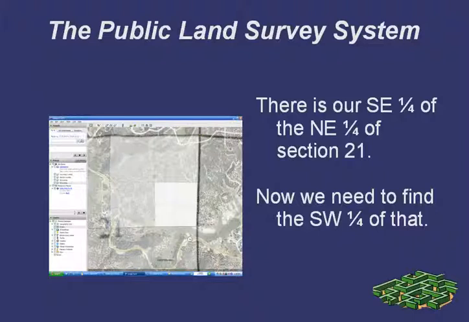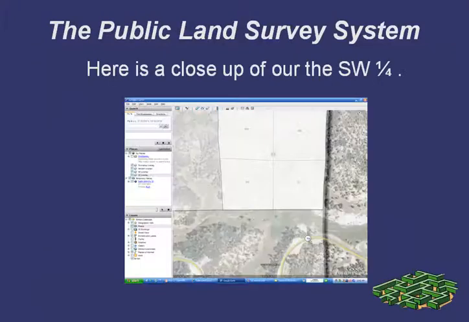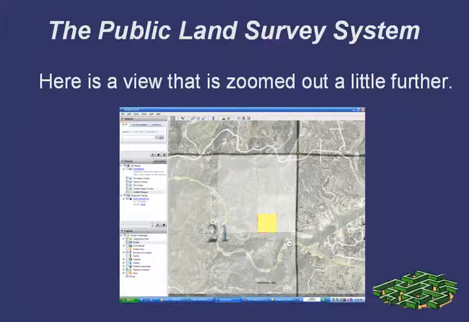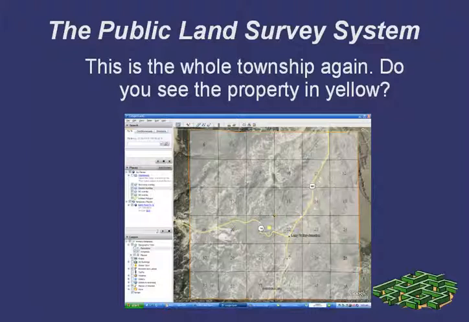Now we need to find the southwest quarter of that. Here's a close-up of our southwest quarter. Here's a view that we've zoomed out a little further so you can see the area there. Now we're looking at the whole township again. Do you see the property in yellow? Give you just a minute here. Okay, there it is.